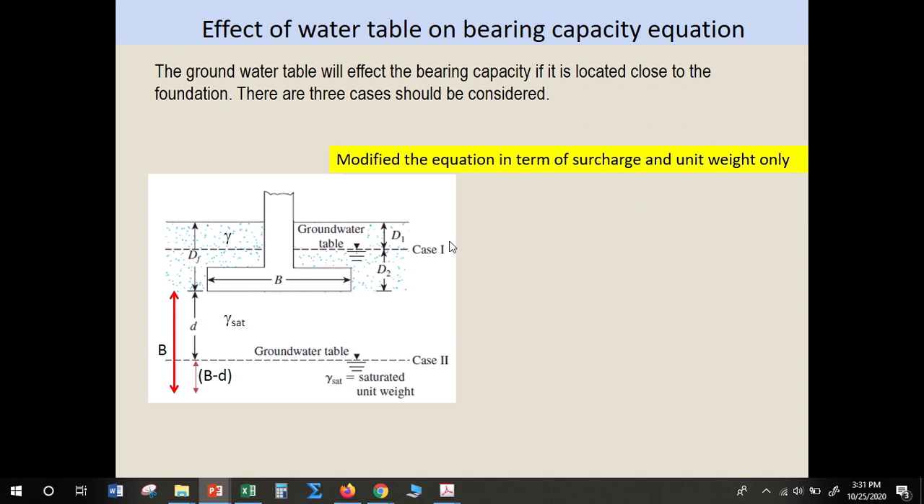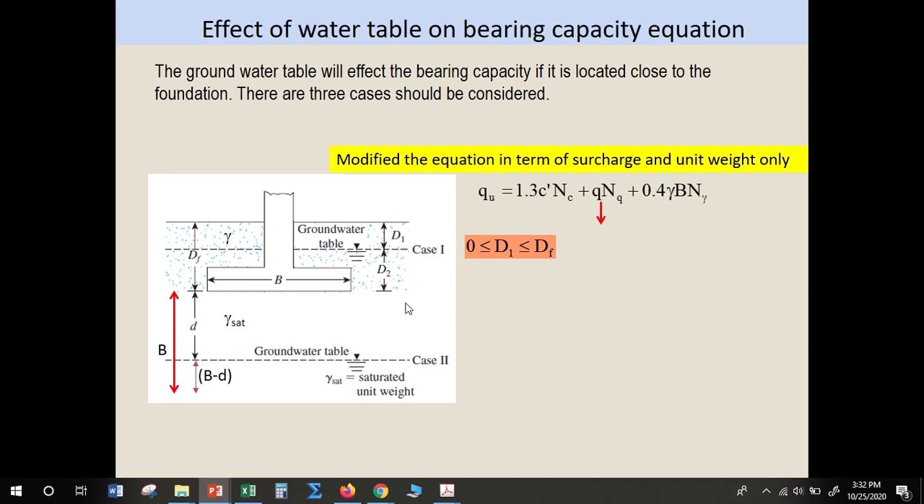So we have three cases here. Case number 1, when the groundwater table is located above the base of the foundation. This is the equation for square foundation, the general equation. If D1 is less than DF, and more than 0, it means that the groundwater table is located between the ground surface and the base of the foundation. So this is case number 1.